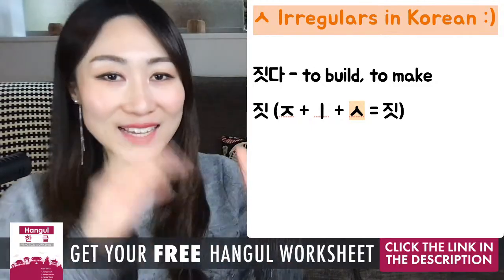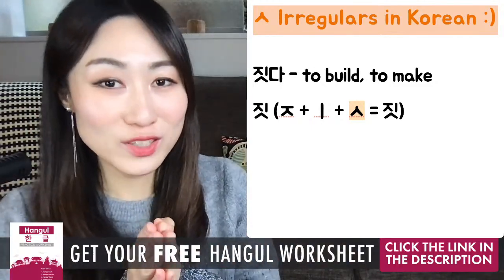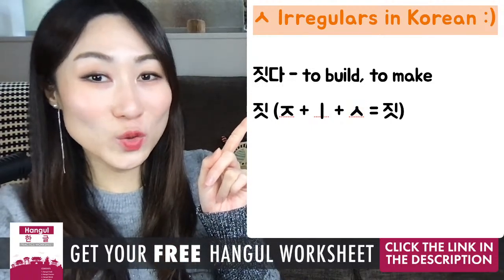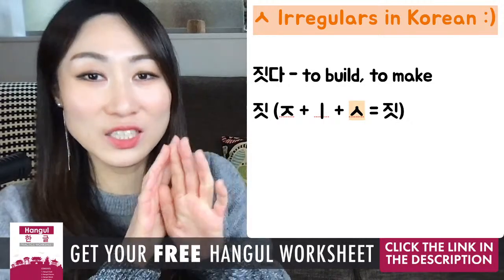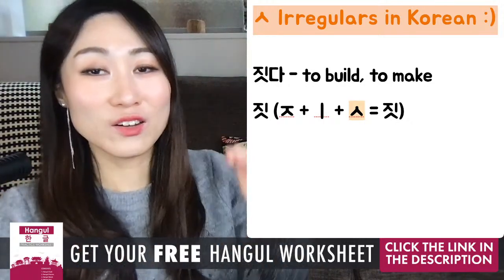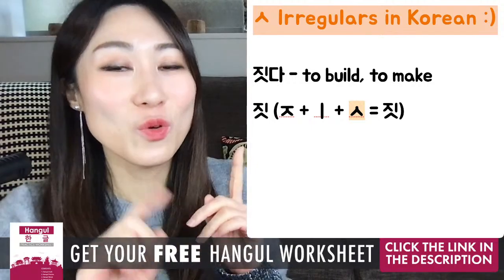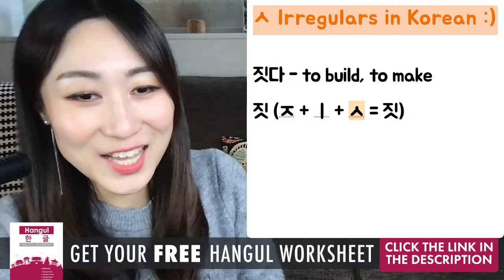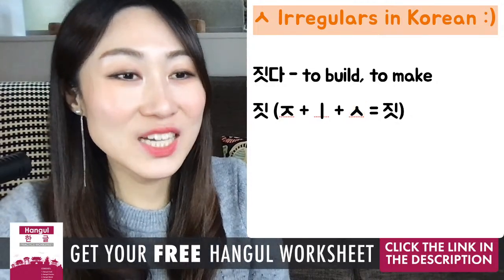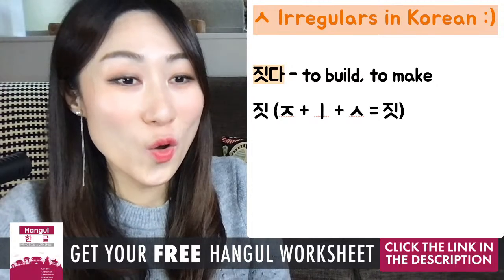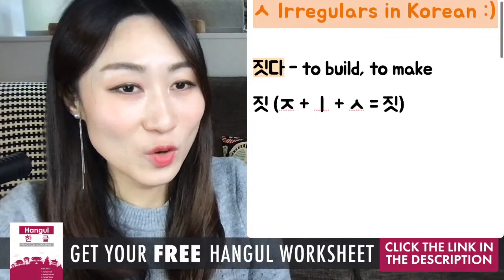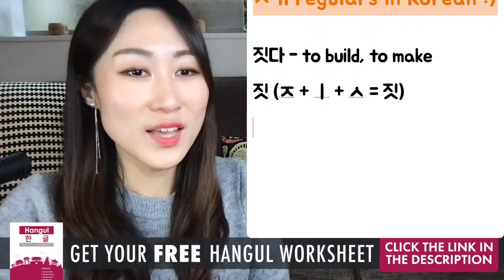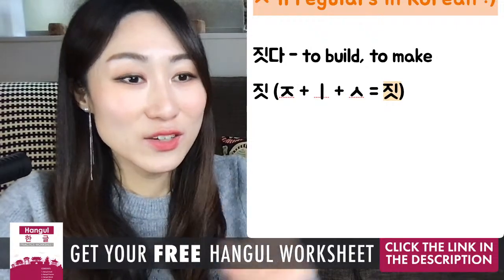But please know that not all verbs whose stem ends with ㅅ are irregular. So some are irregular, some are regular. So unfortunately, the only thing you can do is memorize. That's right. You have to memorize. So 짓다 is one of the examples. So let's see what are the examples. Before that, let me add this too. And there is a 짓다, right?